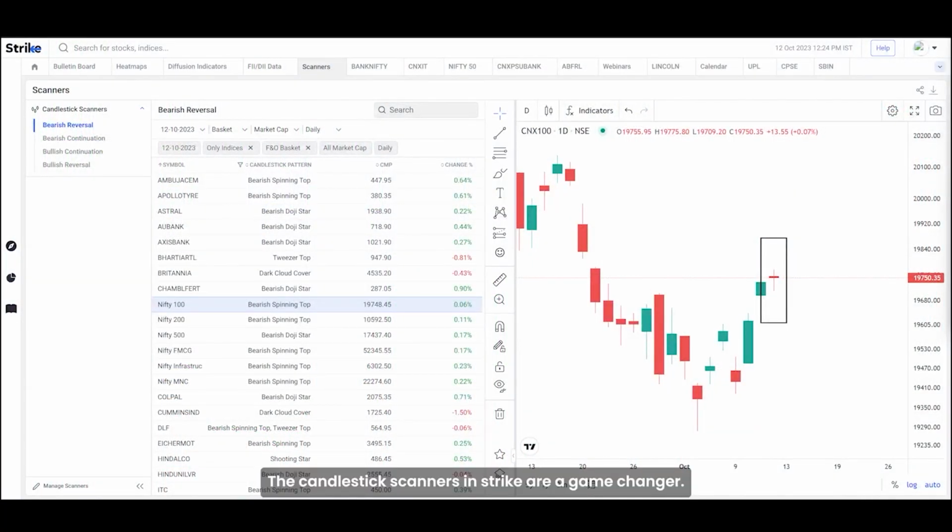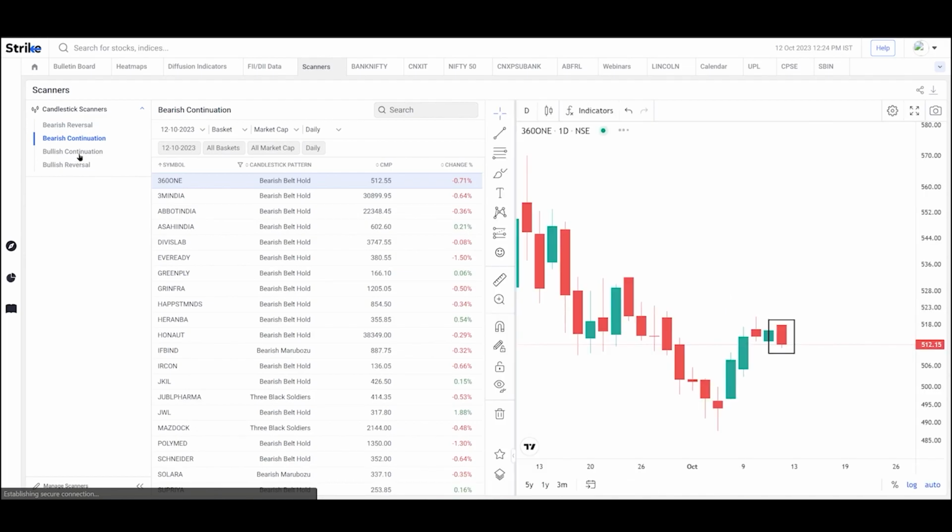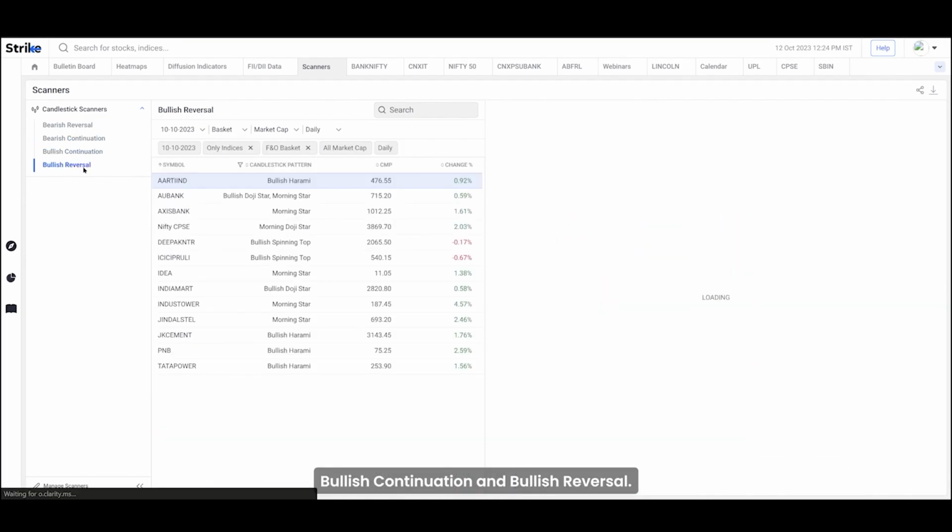The candlestick scanners in Strike are a game changer. It scans a market for specific patterns so you don't have to do it on your own. Now, some of you may ask, how is it different from any other candlestick scanners available out there in the market? So, what's unique here is the system identifies the trend of the symbol and then identifies the candlestick pattern and then subdivides the patterns into four categories, that is bearish reversal, bearish continuation, bullish continuation, and bullish reversal.